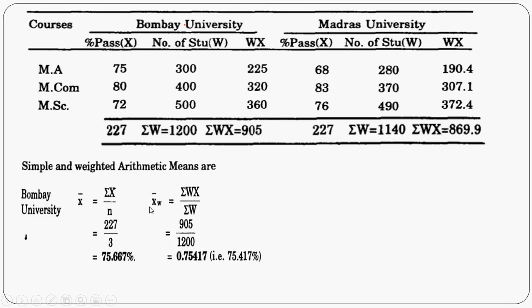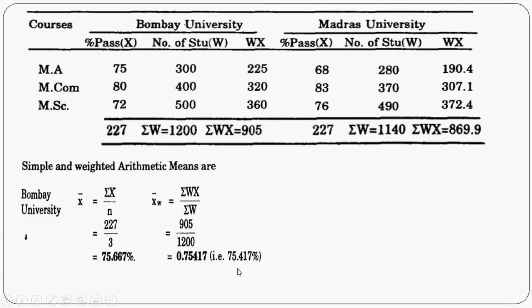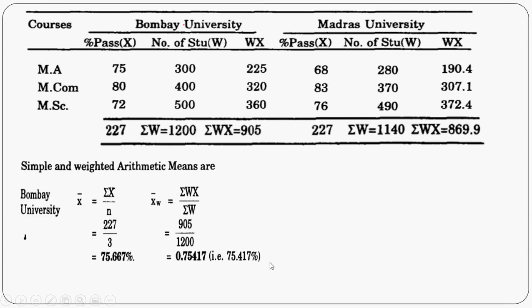Okay. Then I asked you a question. What is the formula for weighted arithmetic mean? Sigma wx divided by sigma w. That is 905 divided by 1200. If you multiply the result into 100, you will get 75.417. So this is the method for doing it for Bombay University.